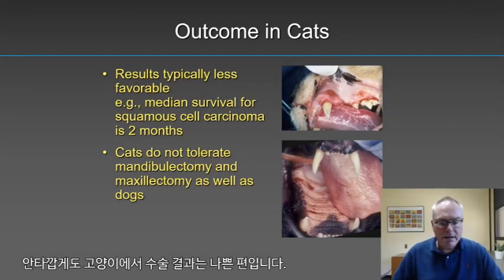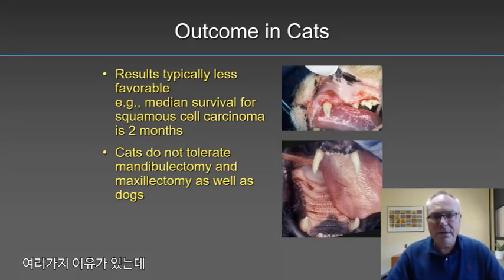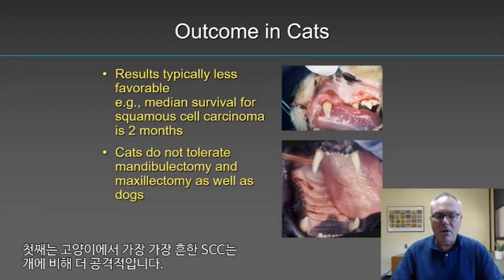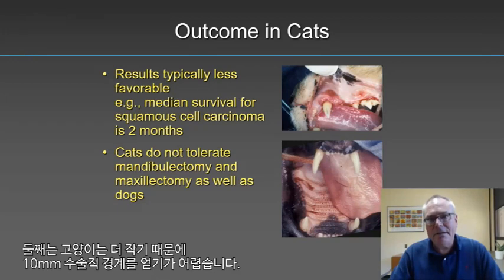Unfortunately, the outcome in cats is much less favorable. And the reason for that is a number of things. First of all, the squamous cell carcinoma, which is the most common tumor type in the cat, behaves much more aggressively in comparison to the dog. And then the second aspect is that, remember that we need a 10 millimeter margin. Cats are inherently smaller than most dogs, so it is technically oftentimes difficult to obtain a 10 millimeter margin.